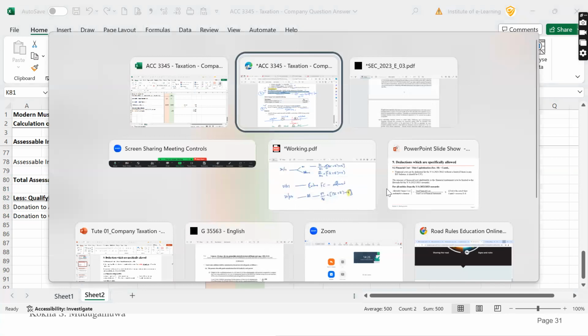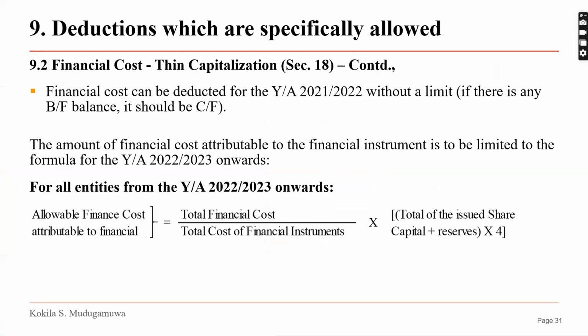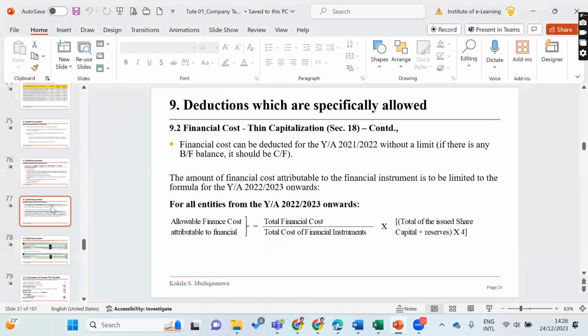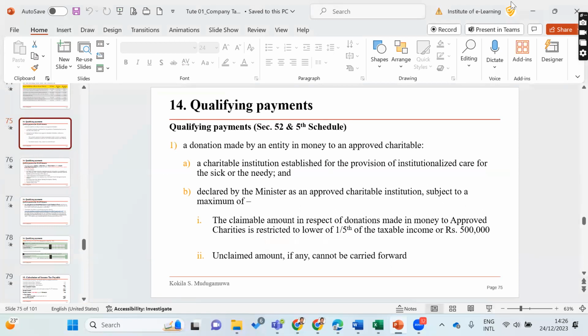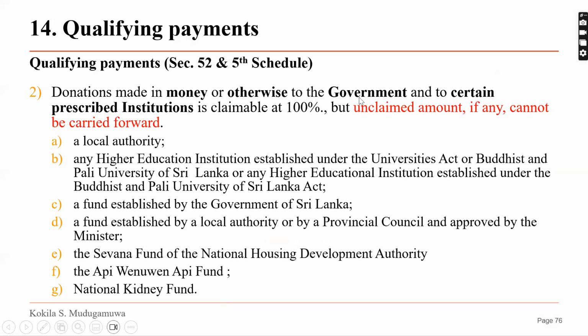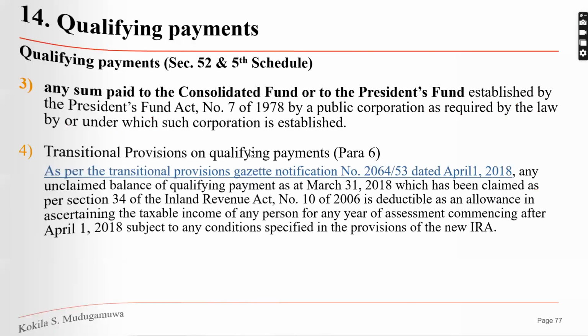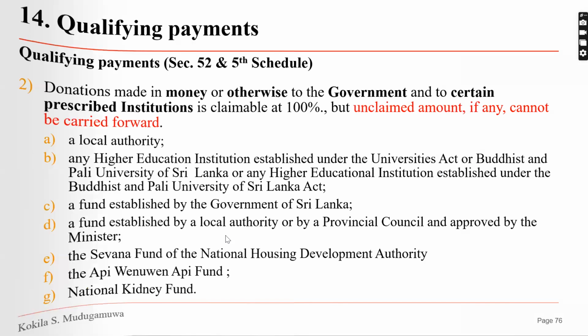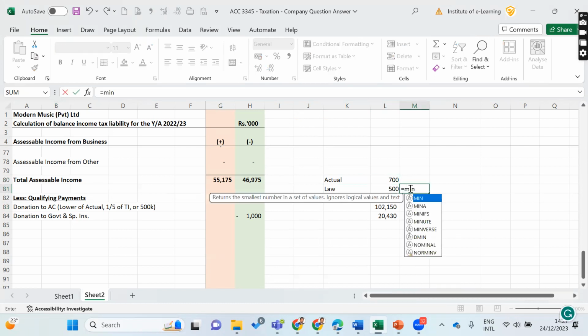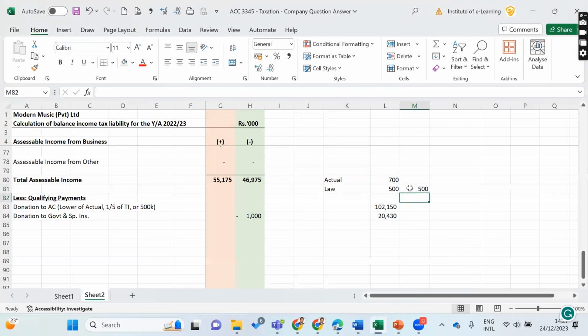So if you look at that qualifying payment provision, one fifth of the taxable income or 500,000. For government and any other specified institution, 100% claimable. So universities, all this will be covered under this, right? For approved charity, you have to consider 500,000 and the actual, no need to go ahead with one fifth of the taxable income, which is anyway a big amount. So then you compare, and you can deduct the lower, the minimum amount. Here, what is the minimum? 500,000. The balance you can't carry forward.